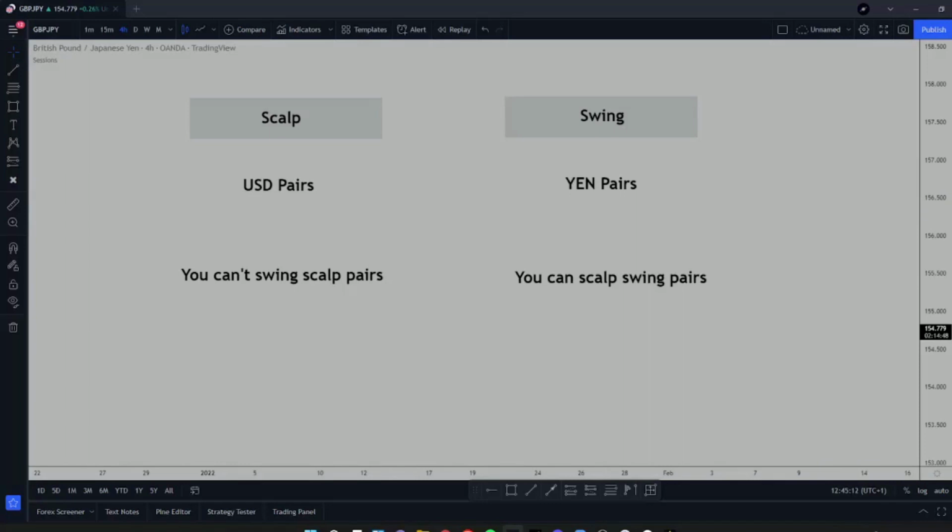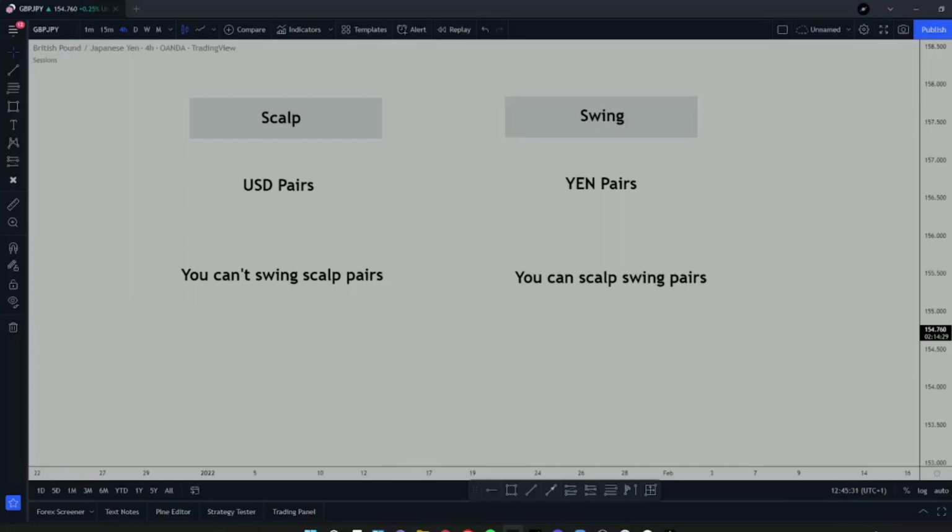In today's video we are going to be talking about the best pairs to trade in 2022. First of all, I want to divide most pairs into two sections. You have scalp pairs and you have swing pairs. Now what do we mean by that?